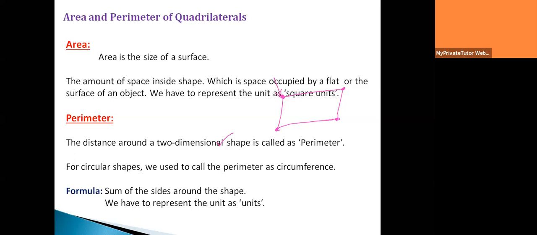And units: since it's area, we need to multiply the length and the width, so we'll get square units. But perimeter is a distance, and distance is always calculated in units, like meters, inches, feet, or whatever.